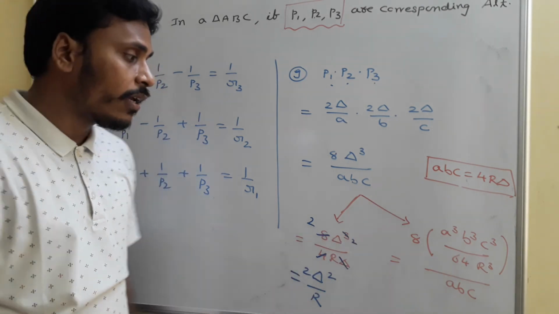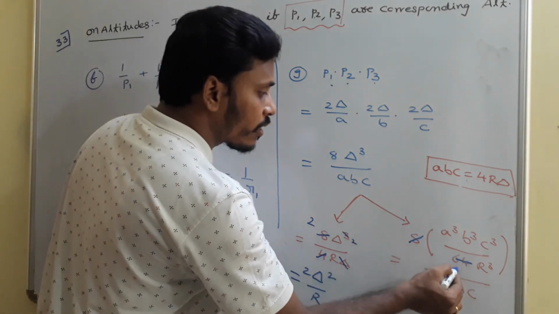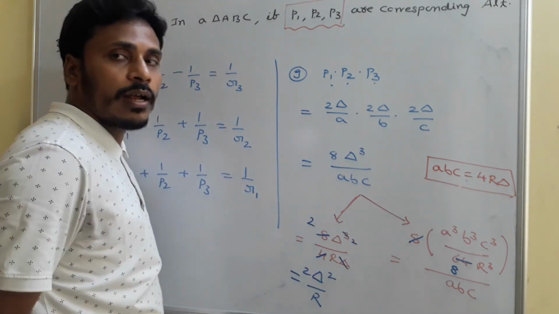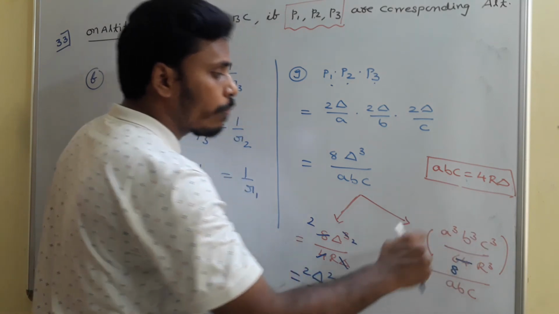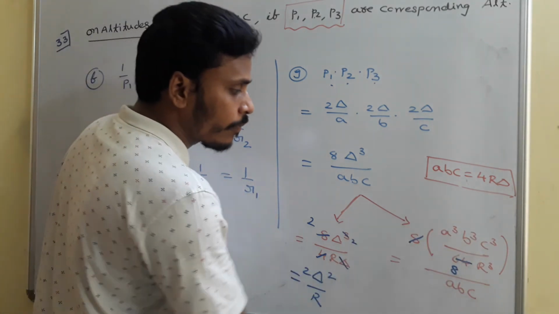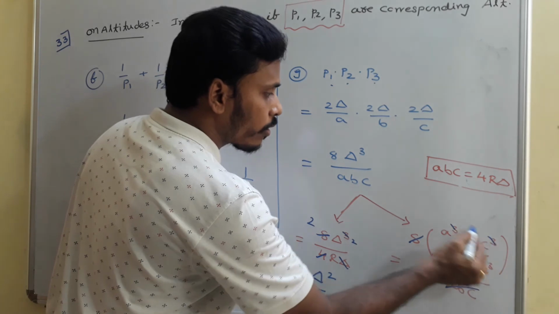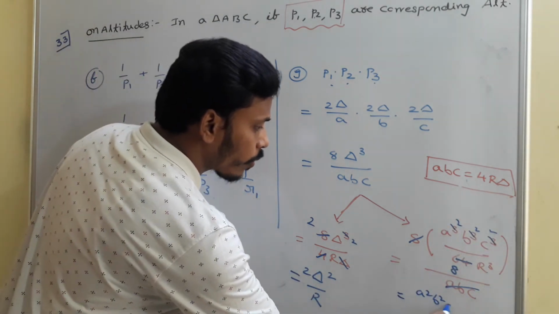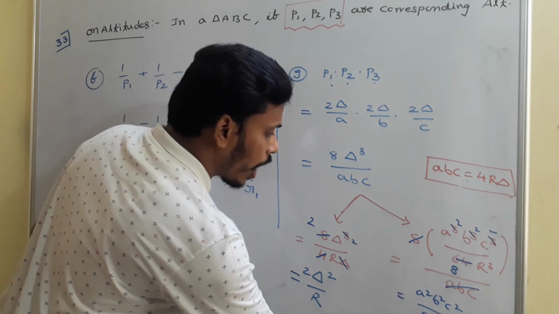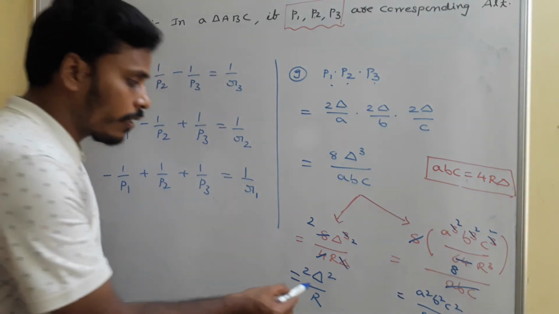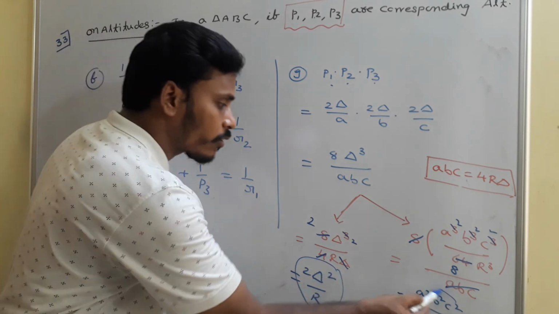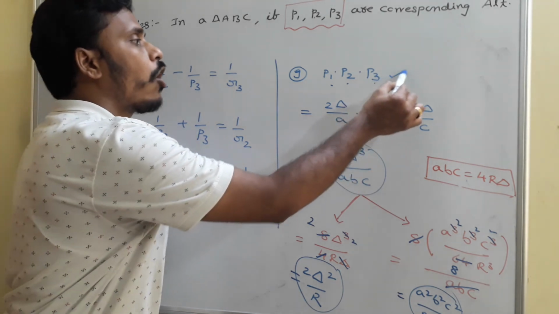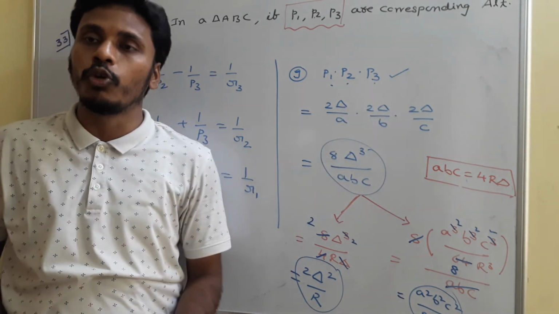On the other hand, if you simplify here, 8 times 8 is 64. Just by replacing this delta cube, delta is ABC by 4R, delta cube is A cube, B cube, C cube by 64 R cube, and then one ABC will just cancel out. And you are left with what? A square, B square, C square by 8 R cube. You just observe it, this 2 delta square by R, this A square, B square, C square by 8R cube, and 8 delta cube by ABC are all equivalent for this product P1, P2, P3.